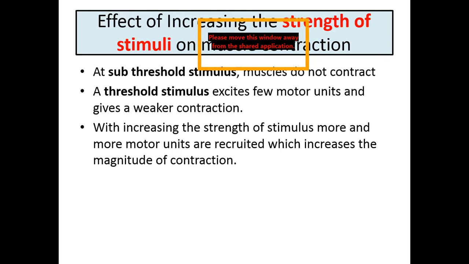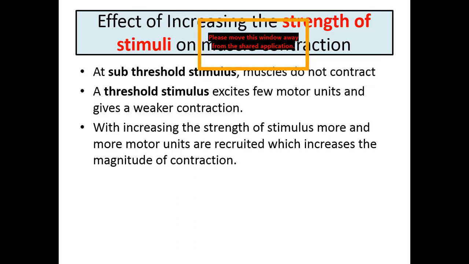The muscle fiber obeys all or none law. Muscle does not obey all or none law. Subthreshold stimulus, no contraction, no muscle excitation. Threshold stimulus, few motor units are activated, so you can get a weaker contraction, and the small motor units are activated first. And with increasing the strength of the stimulus, there is recruitment of motor units, means small motor units plus the large motor units are going to be activated, and this will increase the magnitude of the contraction.